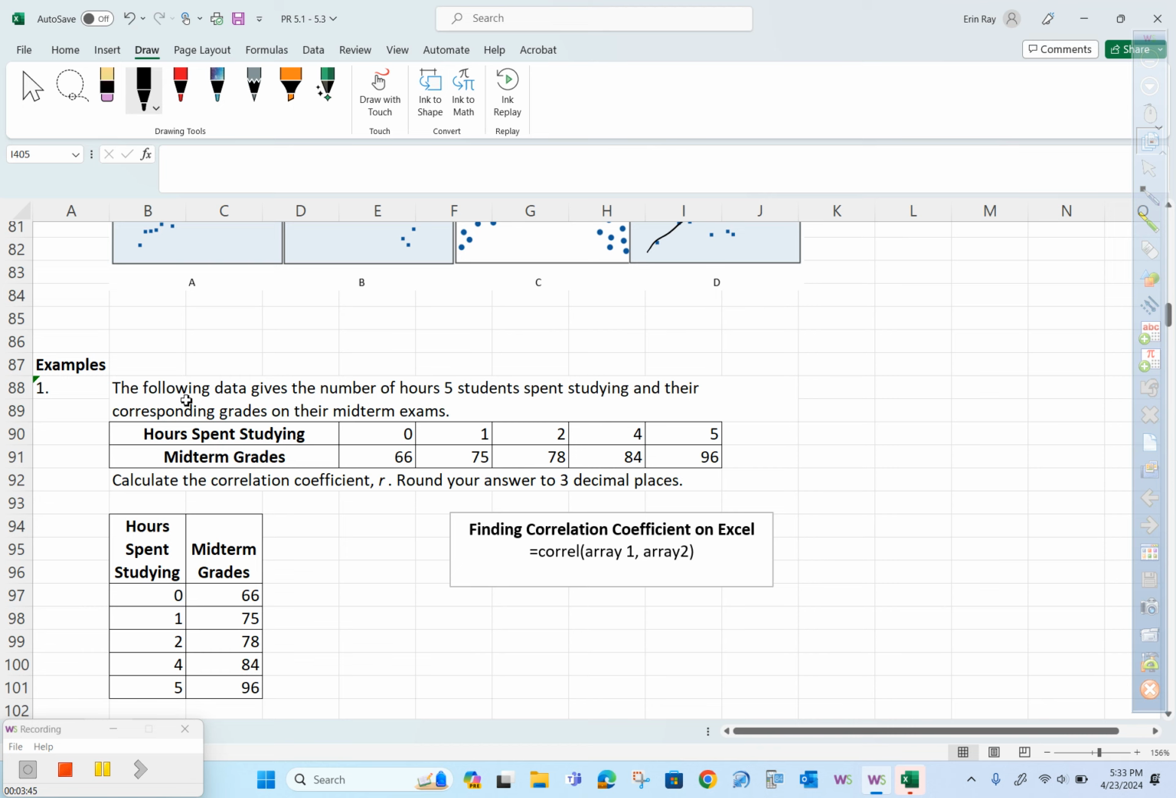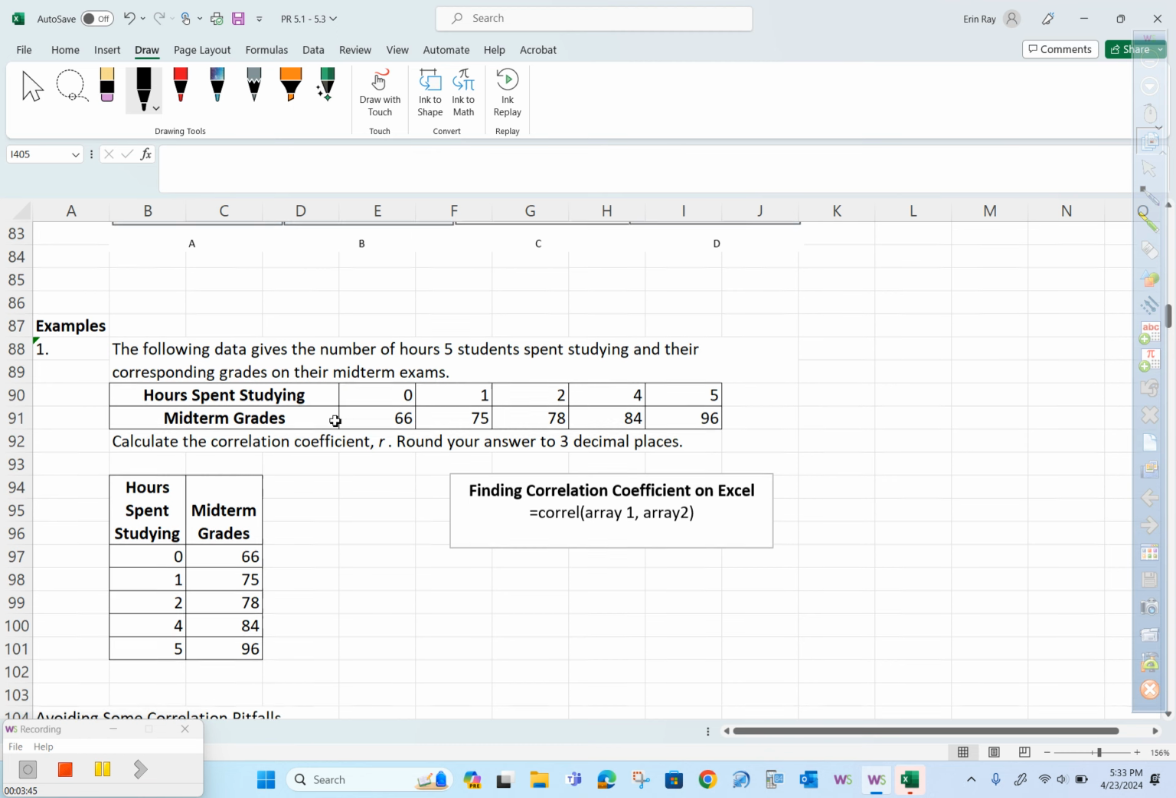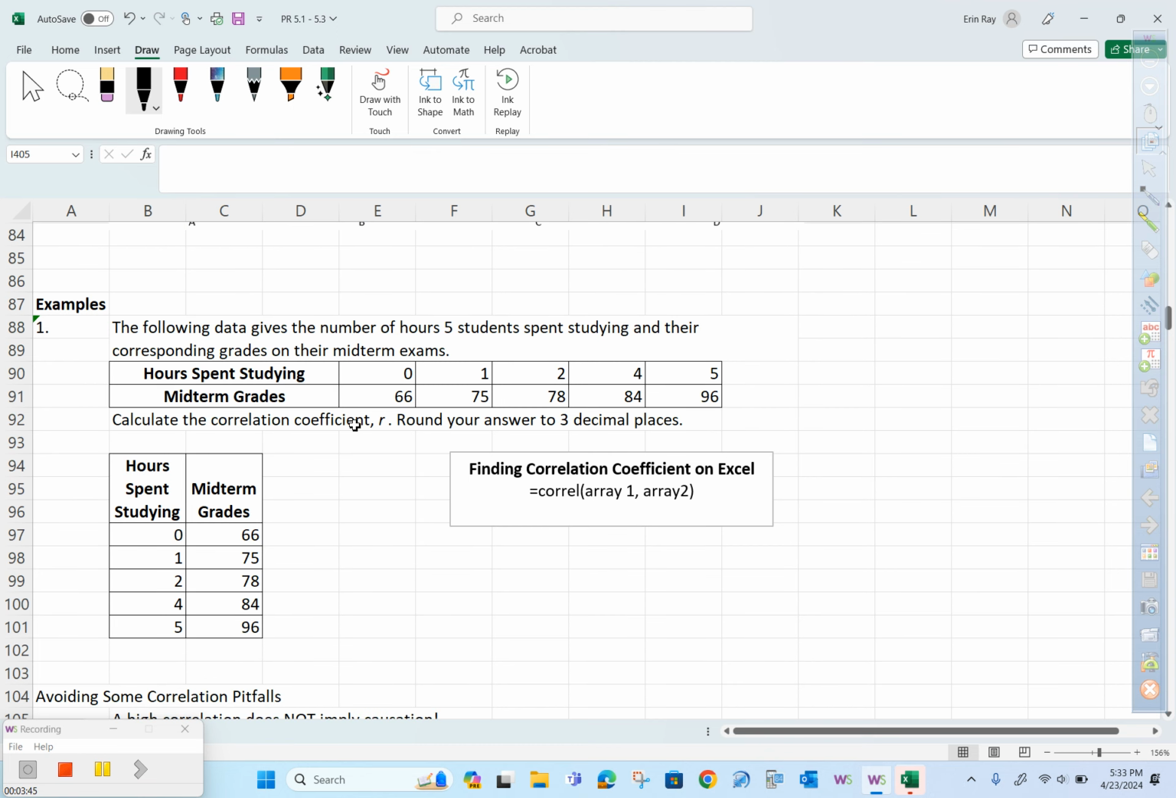So what we're going to do is some examples, and we'll talk about actually calculating it with the values. So we have two variables, hours spent studying and midterm grades. Okay, so we've got 5 students. They spent 0, 1, 2, 3, or 5 hours studying, and then these are their grades on this midterm exam. So from here, we want to just calculate the correlation coefficient.